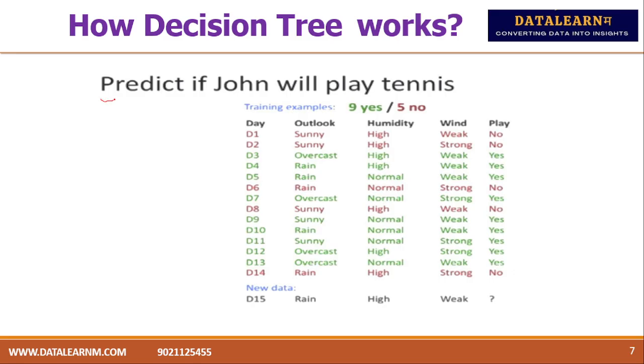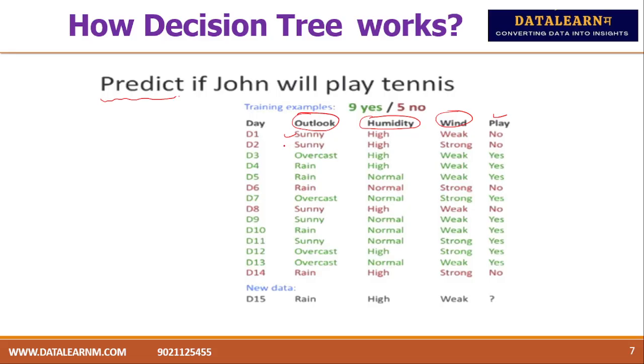What we have to predict? We have to predict if John will play tennis or not based on some climatic conditions. Three climatic conditions are there: outlook, humidity, and wind. And the output is play.